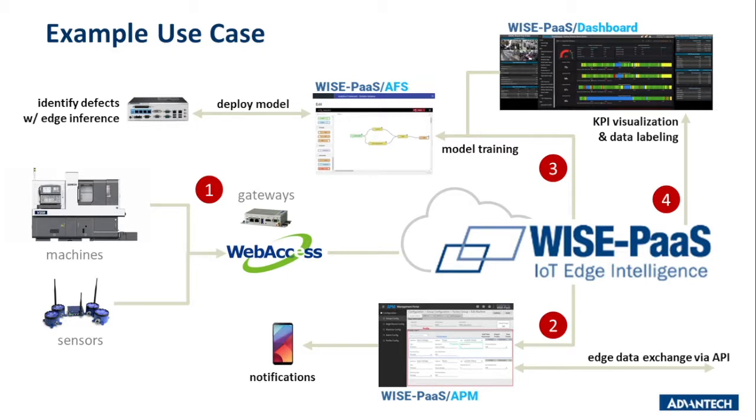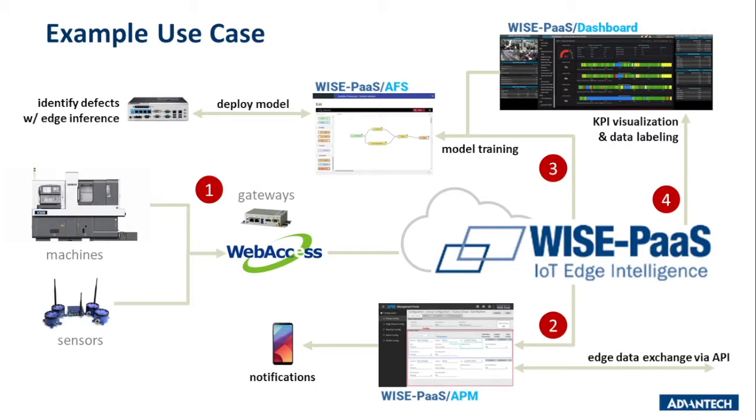Okay, and the example use cases of WISE-PaaS are actually very straightforward. For any IoT applicable scenario, we will have edge devices that we want to connect to and get data from. That's the first step. We can use some existing data collection solutions. In this example, an IPC running WebAccess collects data from edge devices, and then sends this data to the platform, to WISE-PaaS.